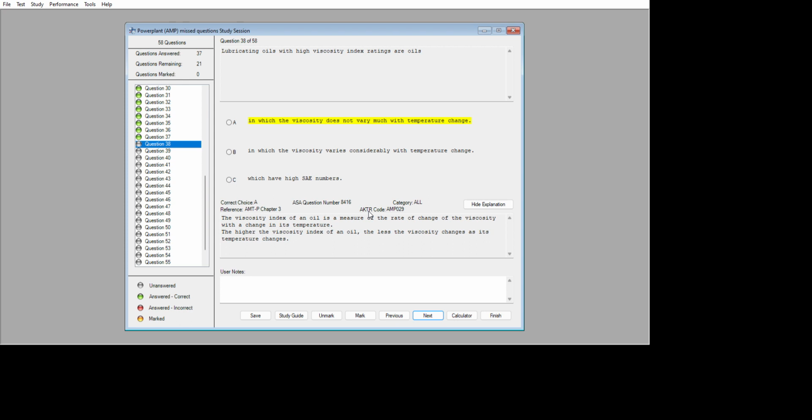Lubricating oils with high viscosity index ratings are oils in which the viscosity does not vary much with temperature change.